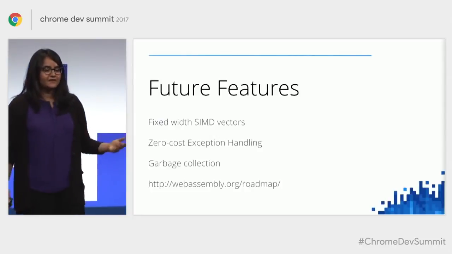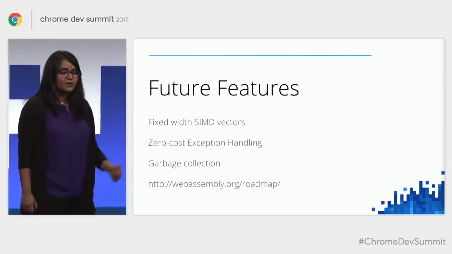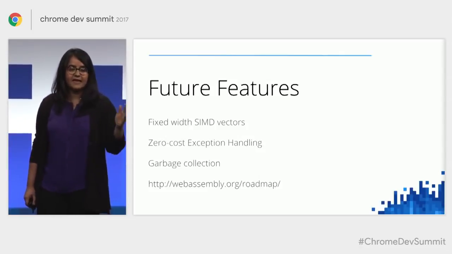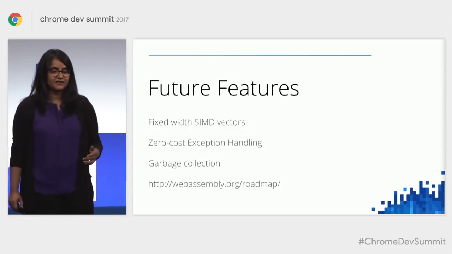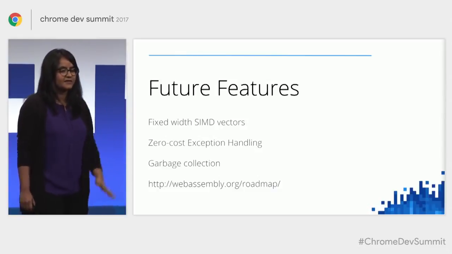What are some of the other features that we're working on? We're working on adding SIMD support. What does this mean? That means that we're adding support for vector instructions that are used in image, video processing, cryptography, etc.